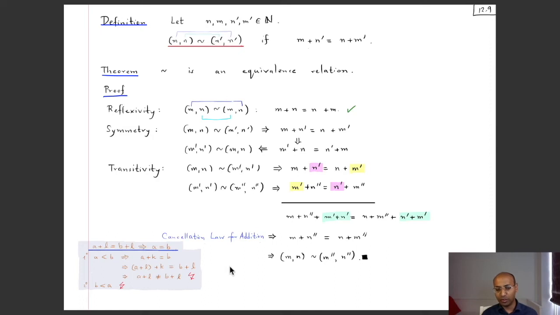So by what we have just shown, it follows that m plus n double prime is equal to n plus m double prime, which exactly means that (m, n) is related to (m double prime, n double prime). After all, what would this mean? This would mean that m plus n double prime, which is this thing, is equal to n plus m double prime, which is this thing. So the relation is also transitive, and this proves this theorem. So this tilde is an equivalence relation.